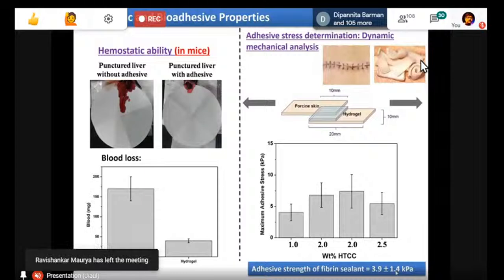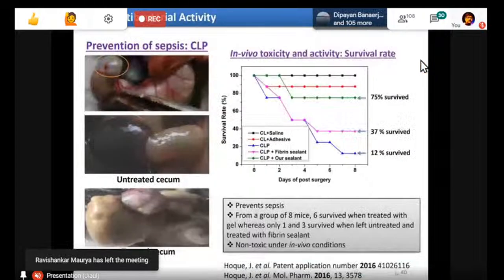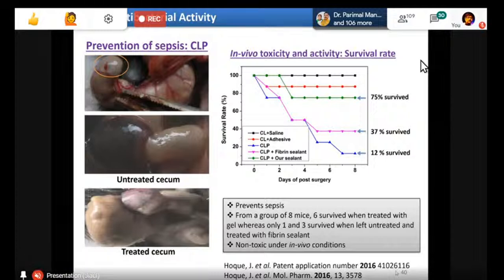So we have hemostatic ability, we have adhesive property. Now we wanted to see whether we can prevent the internal organ infection or not. One of the common ways to do this is called the cecum ligation and puncture model. The cecum is a small part of the intestine, which is in between the large and small intestine.